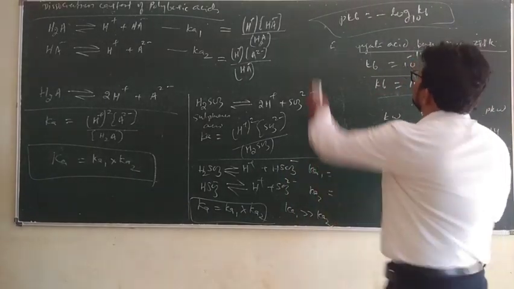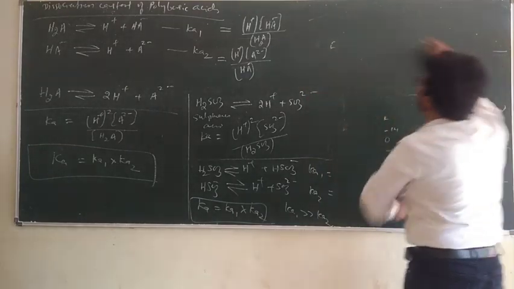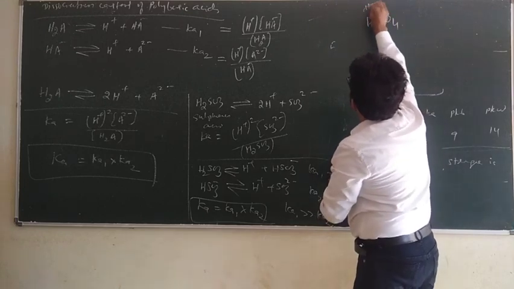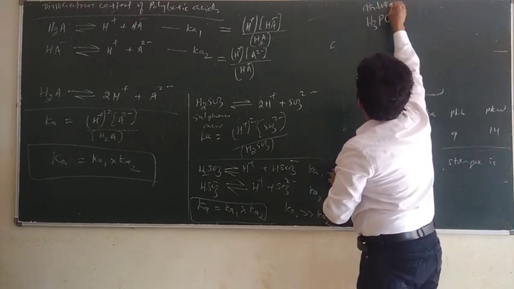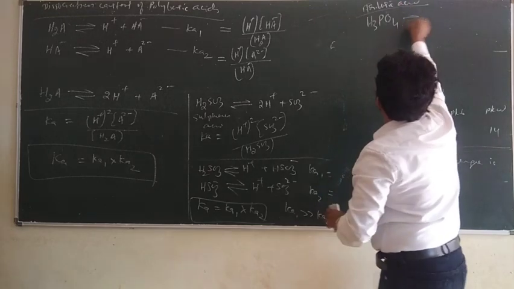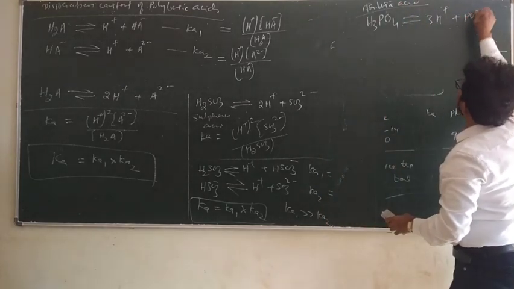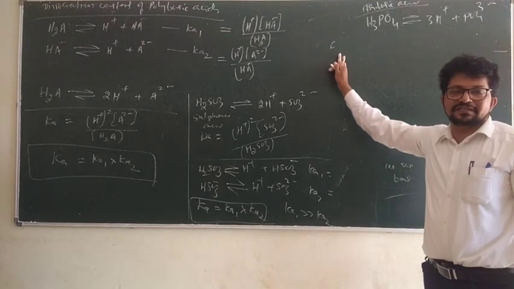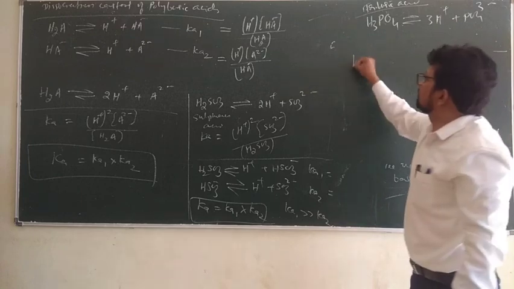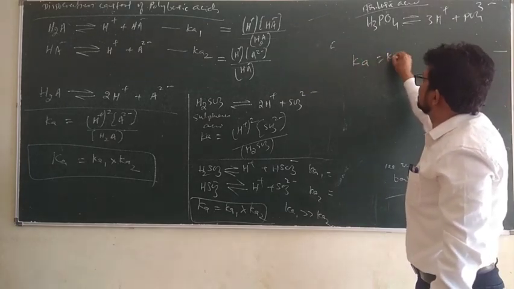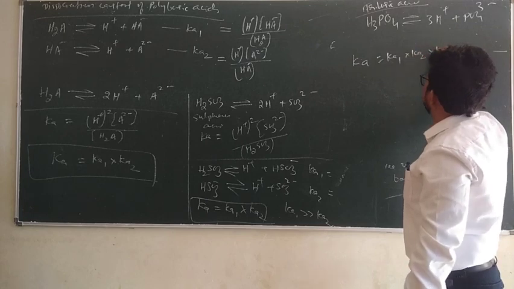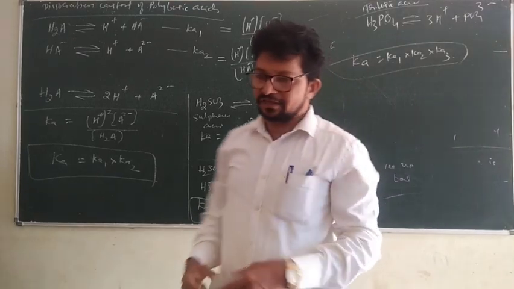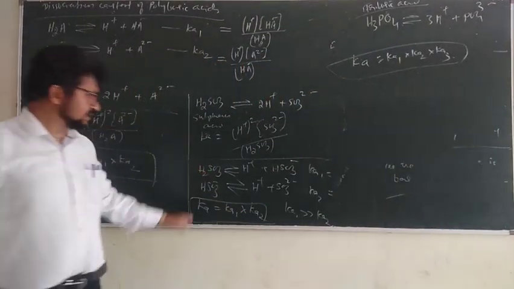For example, H3PO4 is a tribasic acid: H3PO4 gives 3H plus and PO4 3 minus. Again, you can write the ionization one by one. So here, what will happen finally? K equal to K1 into K2 into K3. Is it not? You can write all those steps and see like this. I have written here, like this you can write.